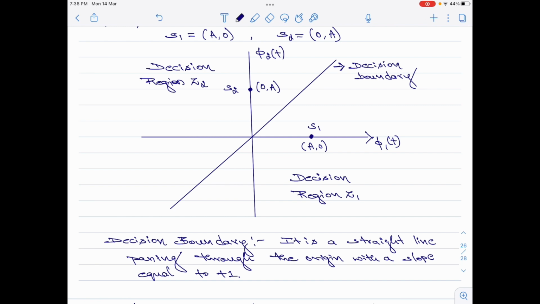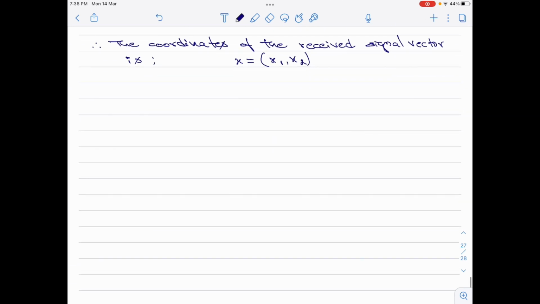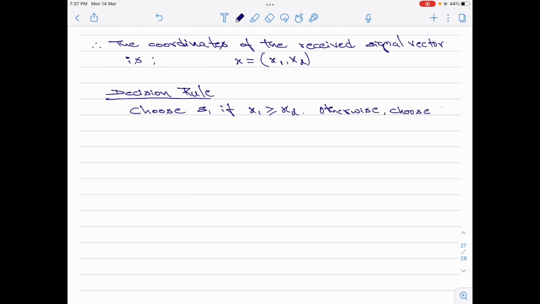Therefore, the decision rule can now be given as: choose S1 if x1 is greater than or equal to x2. If this happens, then a decision is made in favor of signal S1 of t. Otherwise, choose S2. This will be the decision rule.